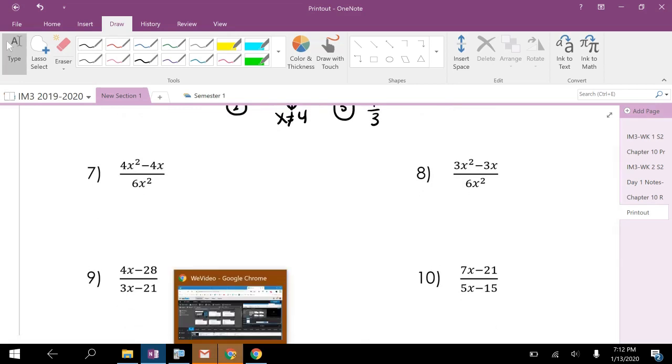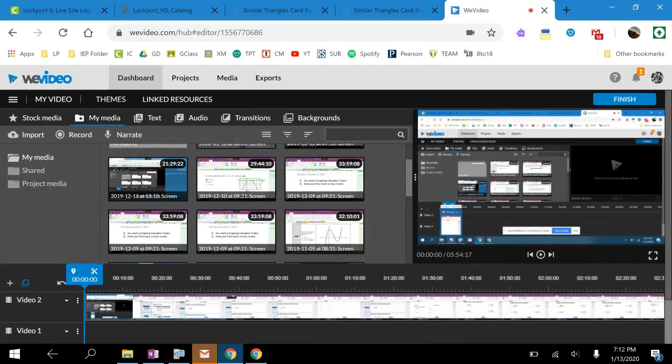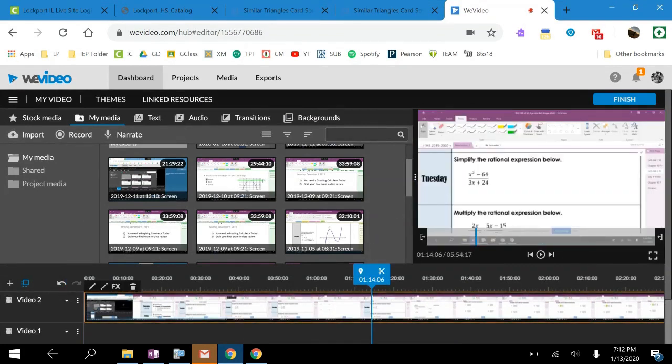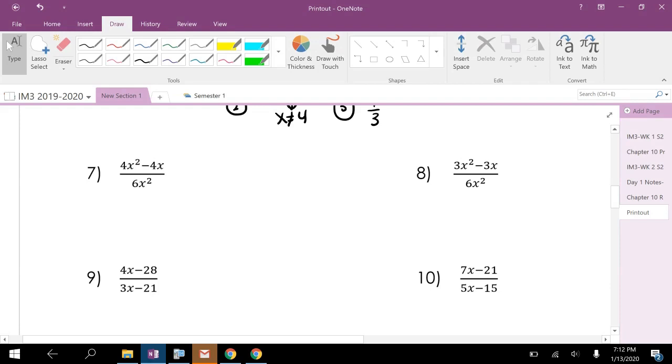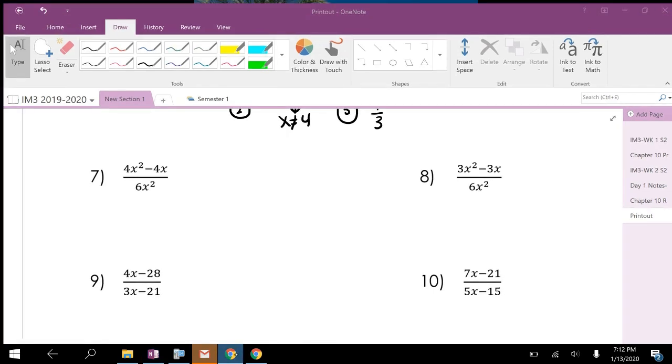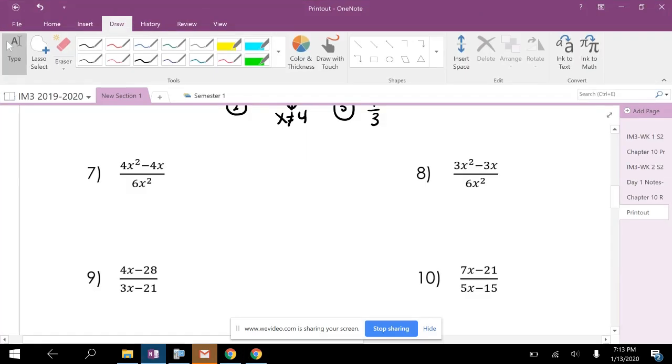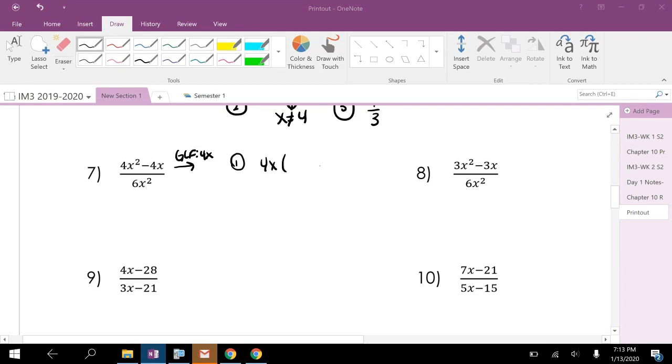This next one. Okay, this next one. So again, the top, greatest common factor. The GCF here is going to be 4x because both of them can divide by 4x. So 4x, the first step, factor, take out the 4x. What's left when you divide both pieces by 4x is going to be x minus 1.